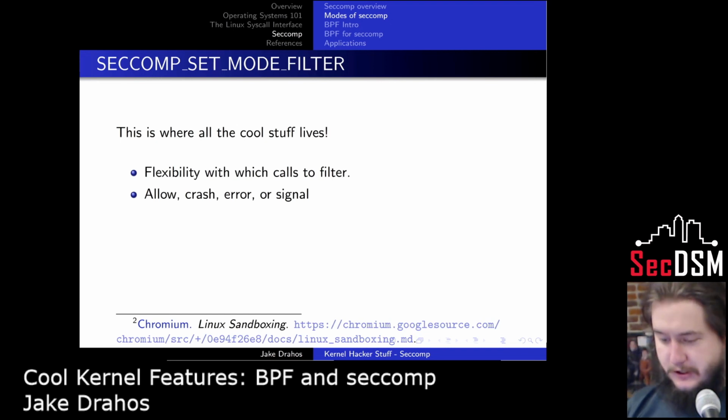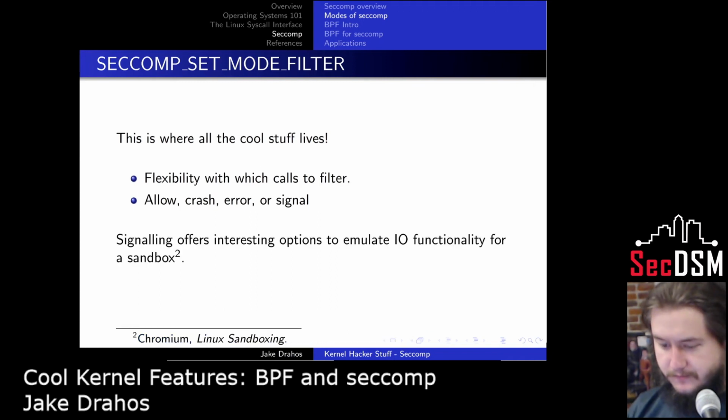Seccomp mode filter is the cool one because it gives you flexibility, choosing which calls you want to filter, and potentially even looking at the arguments of those calls to decide whether or not to allow them. In addition to allow or deny, you can crash the process, you can return an error, you can send it a signal. The world is your oyster when you're writing seccomp filter rules.